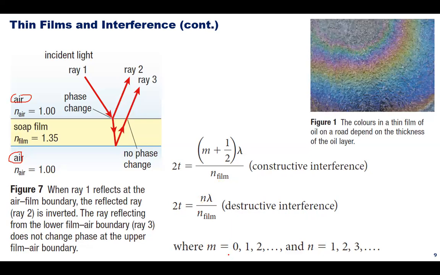Again, m could be 0, 1, 2, 3, and so on. And n could be 1, 2, 3, 4, 5, and so on. So these conditions depend on the thickness of the film. In other words, the thickness of the film determines the color of light that will be strongly reflected. The thicker the film, the longer the wavelength of light that will produce constructive interference. The oil film in figure 1 here varies in thickness, so different colors of light are reflected.